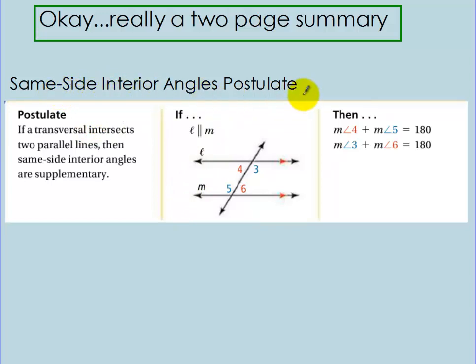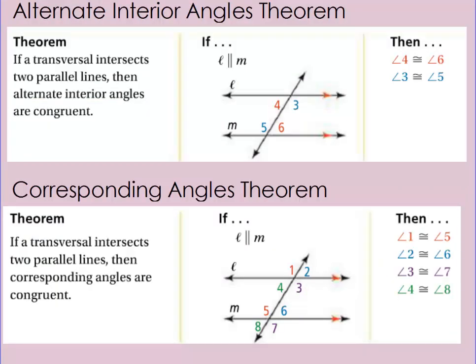So the same side interior angles postulate says if we got two parallel lines and a transversal, then the same side interior angles are supplementary. Same side interior. That means the measure of angle 4 and 5 equals 180, and the measure of angle 3 and 6 also equals 180. So those are the two main slides going on. And let's break this down. Alright, that's the same slide.